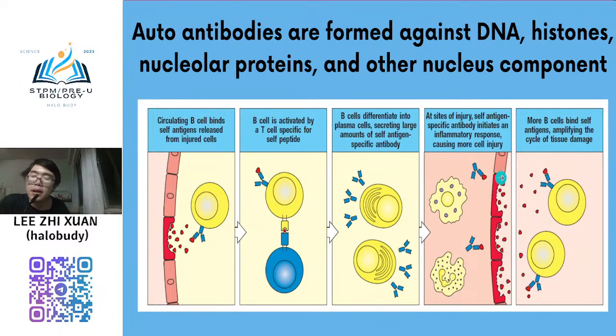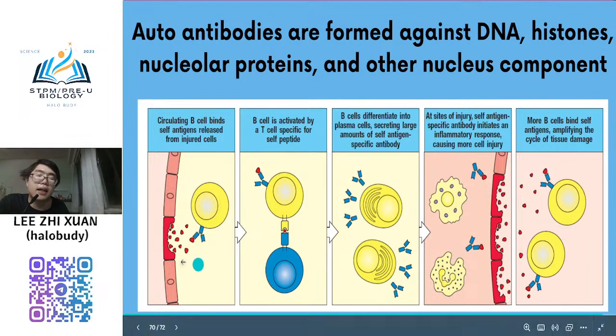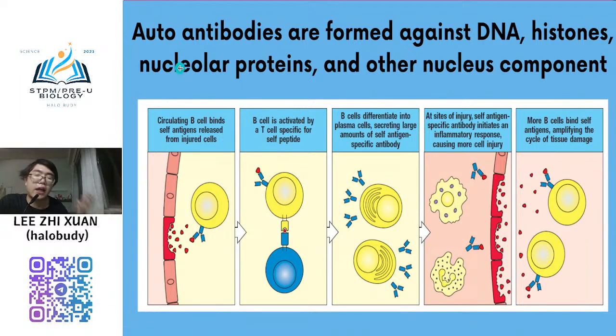It will kill more cells. It should be only one place, but now due to this antibody and the function of autoantibody, it will kill many more cells. So it will have a positive feedback effect. So why?